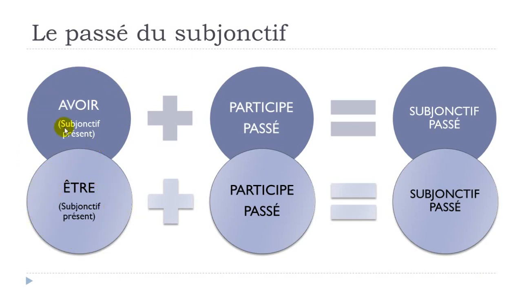So first, if you're not sure, you put avoir, okay? But then definitely you should know the conjugation of avoir at the subjonctif présent form. Then you will put your participe passé and you'll get your subjonctif passé.